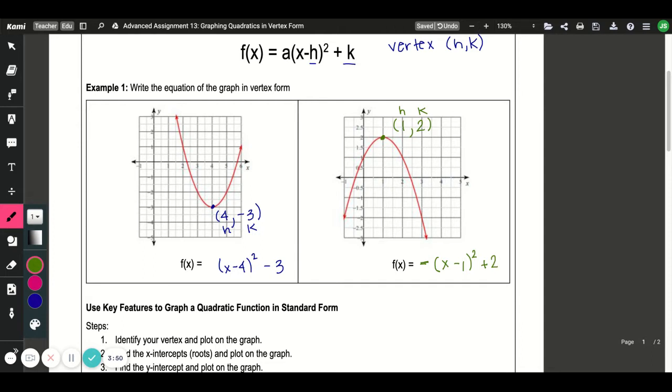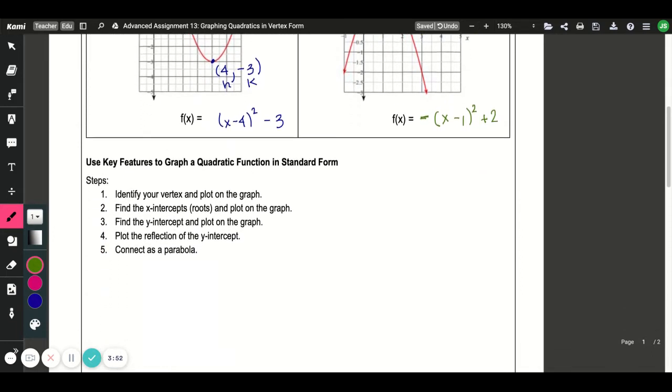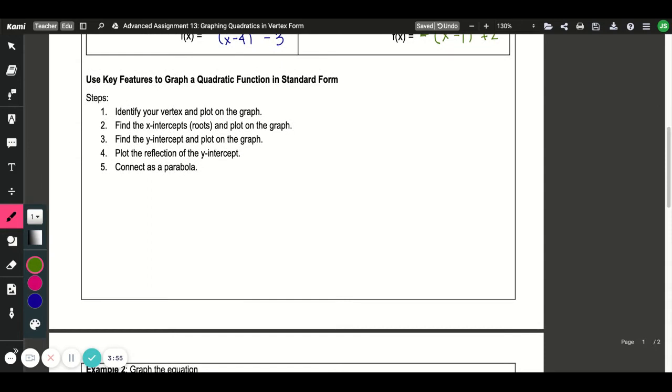Okay, so that's writing them. Now let's go on to graphing them. So we're going to, as a reminder, use all of these key features that we found in lesson 12 to put them on a graph and actually graph the parabola. Okay, so we're going to find the vertex and plot it. Find the x-intercepts or the roots and then plot those. Find the y-intercept, which we actually have to do a little more work if it's in vertex form. Plot it, reflect over the axis of symmetry, and then actually draw the parabola.